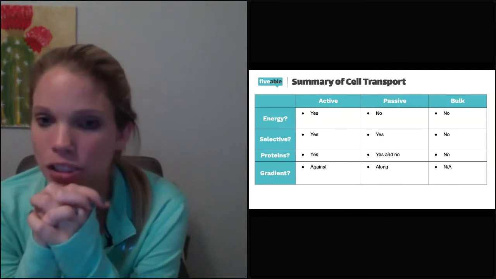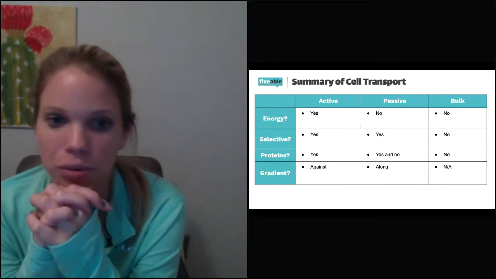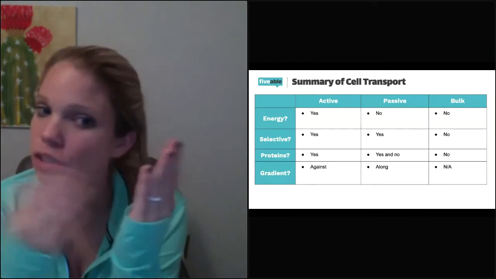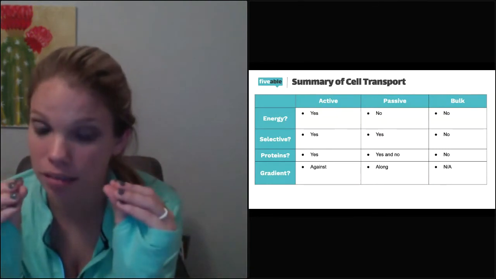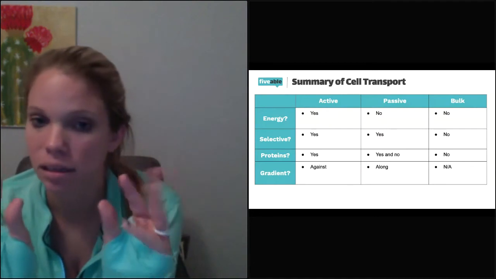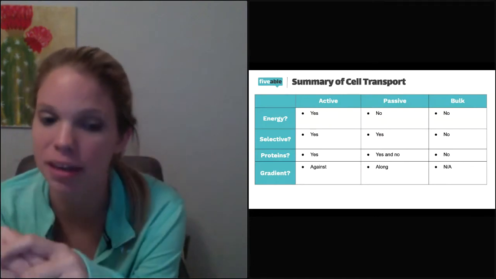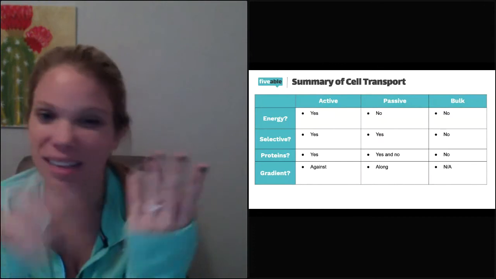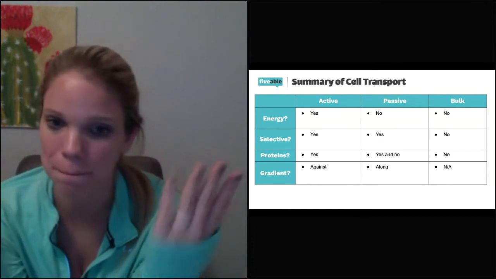But I do imagine cells don't just do bulk transport on anything that pokes them. So I do believe they are slightly selective. But when I say selective, I'm thinking of that non-polarity and that size. And that's not going to matter with bulk transport.